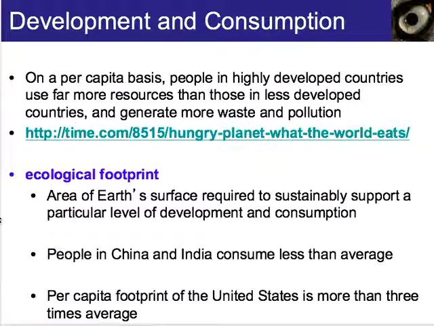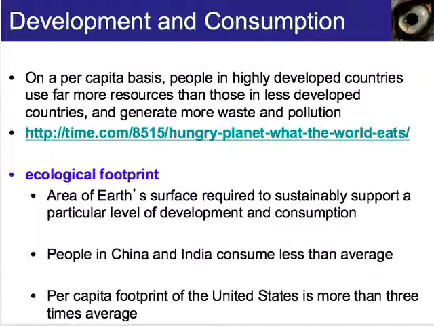On a per capita basis, people in highly developed countries use far more resources than those in less developed countries and generate more waste and pollution. This is an awesome link. If you click on it, it shows what people in different cultures and countries eat and how much we waste. And it's absolutely fascinating to see what Americans eat compared to folks in other countries.